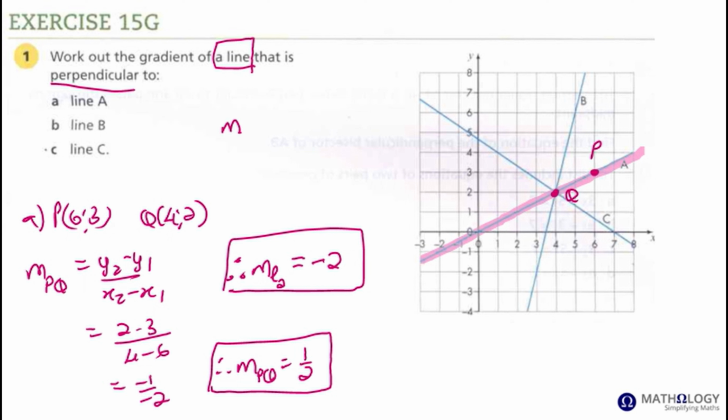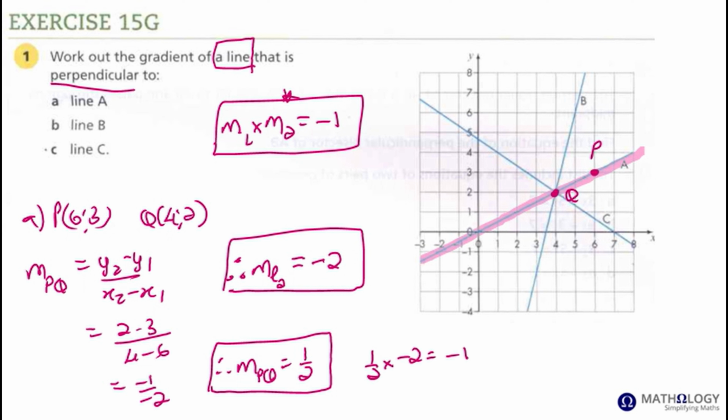The gradient of perpendicular lines, gradient 1 times gradient 2. Perpendicular lines have the product of their respective gradients being negative 1. This is the condition for perpendicular lines. So a half times minus 2 equals negative 1. So the quick way is just to take the negative reciprocal of a gradient when you're working with perpendicular lines.